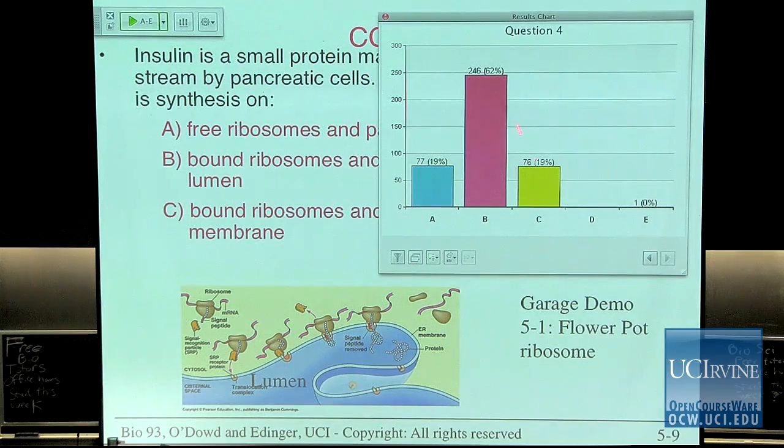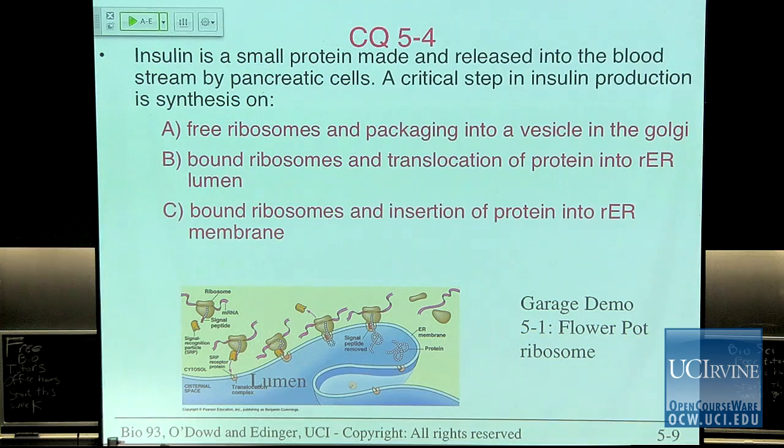Okay, very good. The majority of you did get the answer right, which is B. We know that the synthesis is going to be completed on a bound ribosome, because this is a protein that's made inside a cell and released into the bloodstream, so it must be a secreted protein. And we know secreted proteins are made on bound ribosomes.